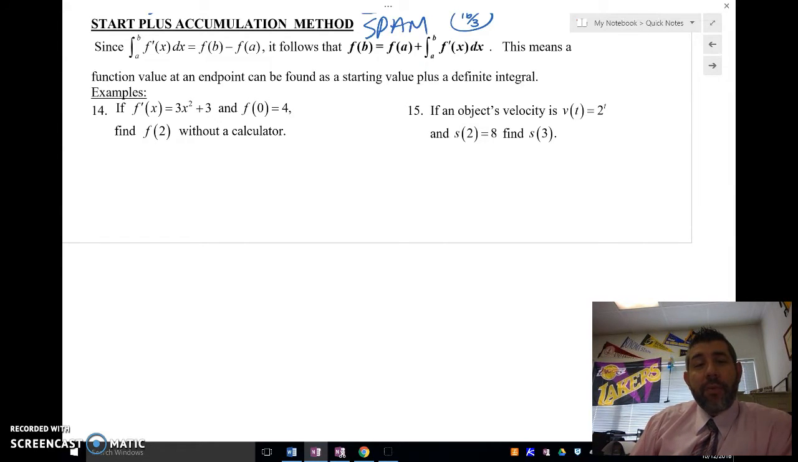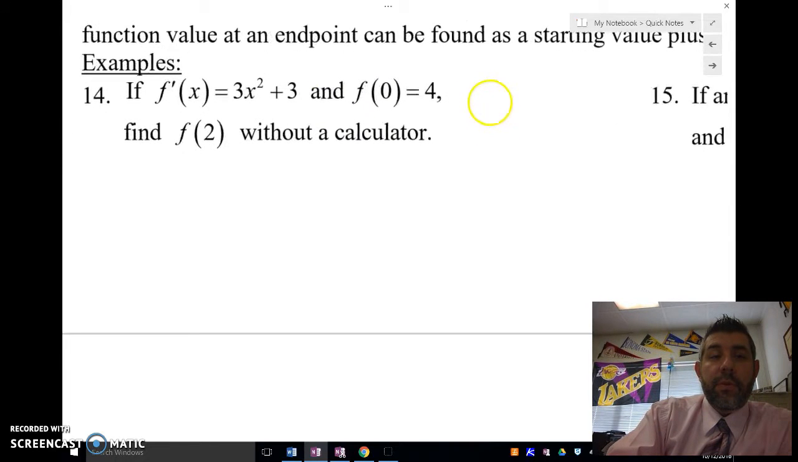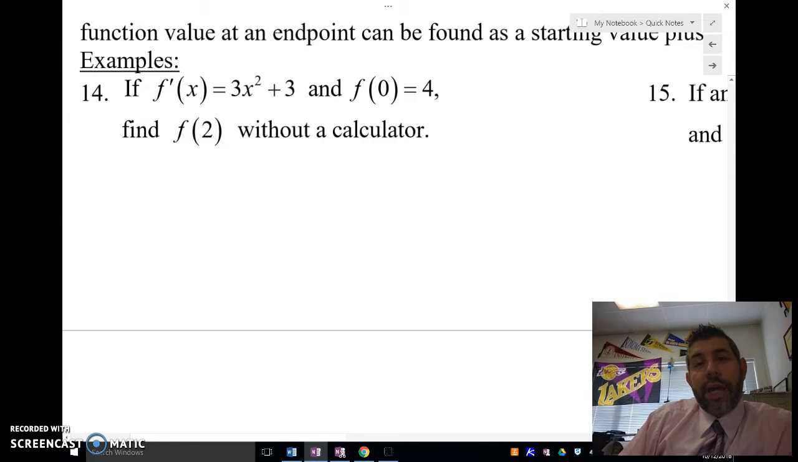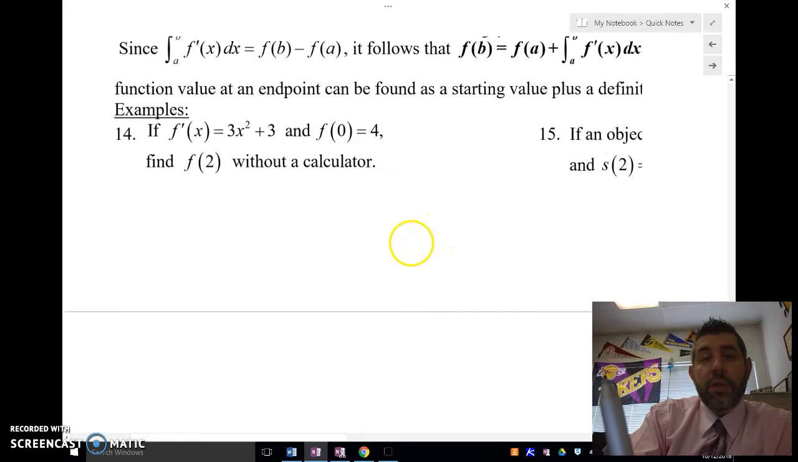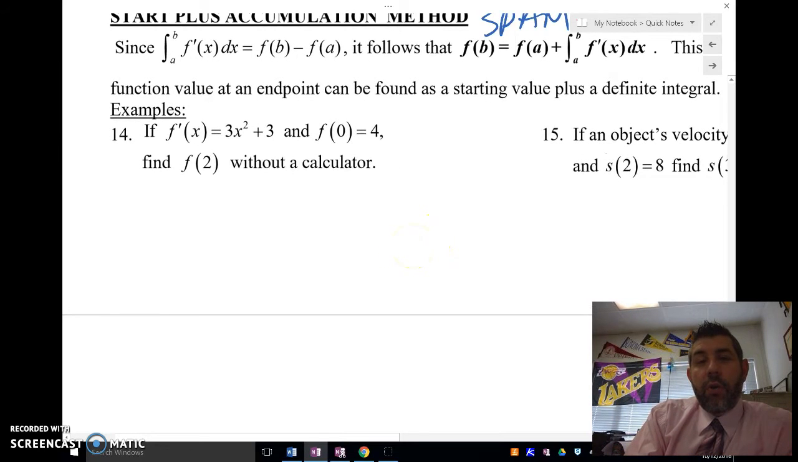First one here. If f prime of x is equal to 3x squared plus 3, and f of 0 equals 4, find f of 2 without a calculator. So we're talking about start plus accumulation, and we know that because we are going to start at 0, and then we're going to accumulate till we get to 2.